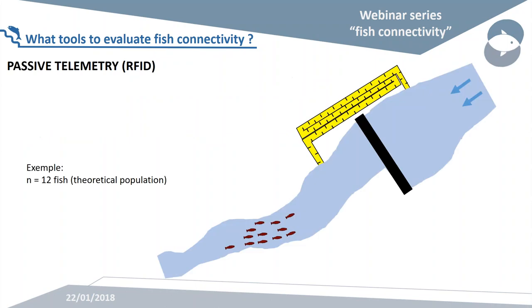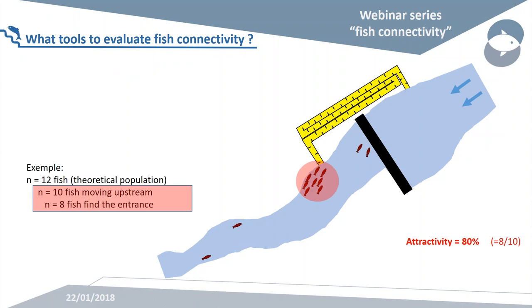So I give you this little example. Here you have a river, a dam, a fish passage, and a theoretical population that we tagged with the RFID system. So this is a population of 12 fish. Of these 12 fish, only 10 move upstream. Of these 10 fish, only 8 find the entrance of the fishway. And this ratio, from 8 to 10, is the attractivity of your fishway. So here it is 80%.